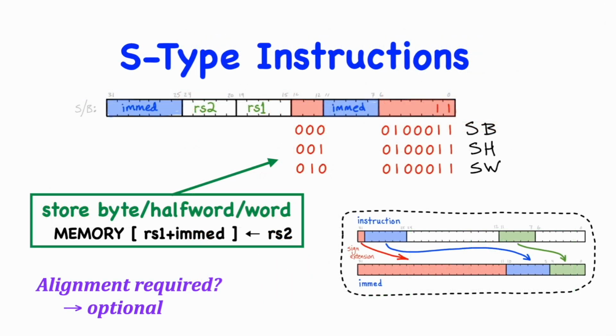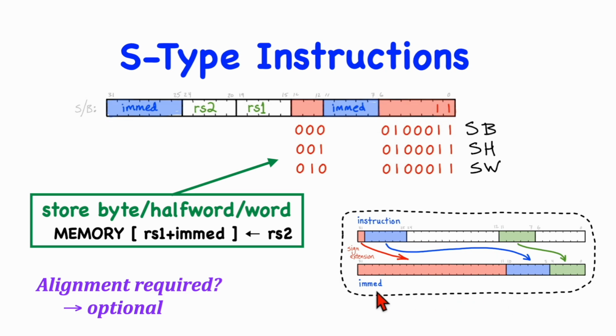Now let's look at the store instructions. Since no register gets updated, there's no RD field. Instead, we have a second source, the RS2 register. This splits apart the bits for the immediate value, and I've shown here a reminder of how the bits are combined and sign extended to give a 32-bit value.